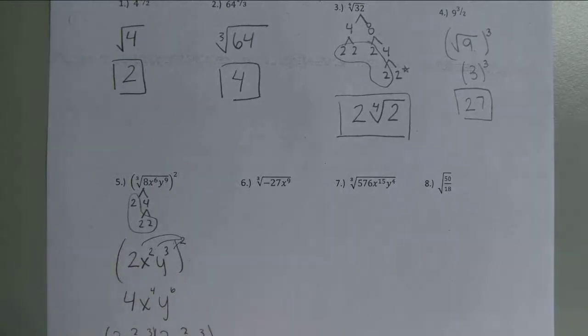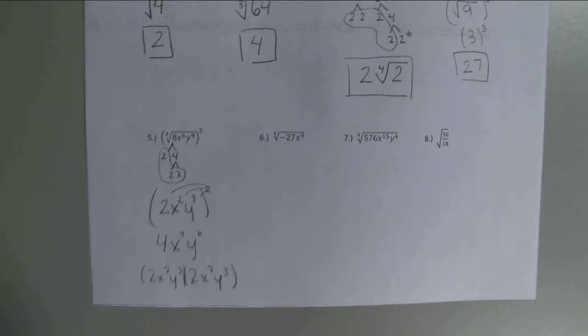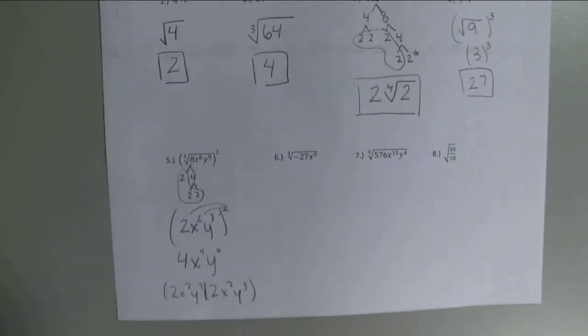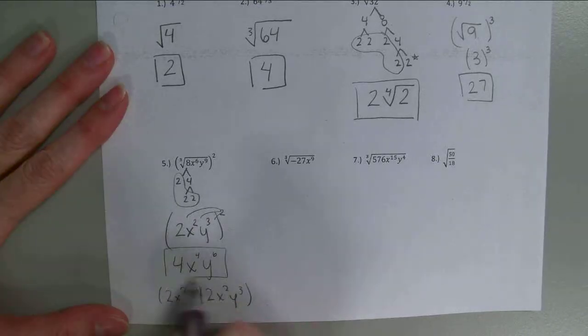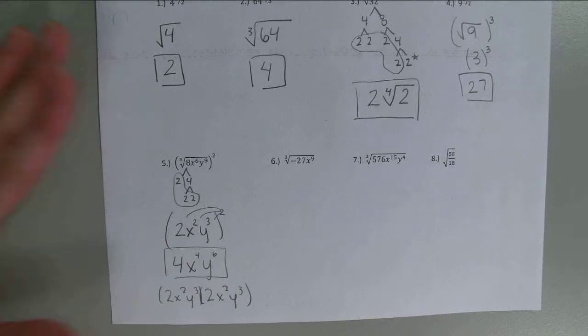Oopsie, you can't see it. I'm writing it down, you can't see it. So this is the long way of doing it, right? But we multiply everything. So 2 times 2 is 4. X squared times x squared, you add exponents, so that's x to the 4th. Y to the 3rd, y to the 3rd, you add exponents. And so that's kind of the shortcut. The shortcut is when you raise a power to a power, you multiply them.